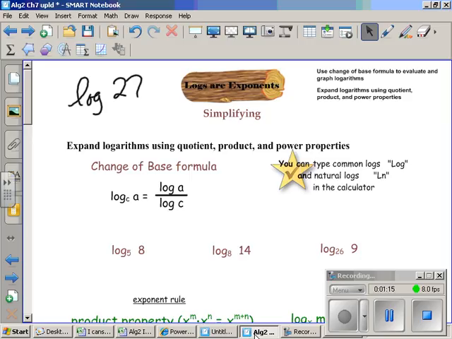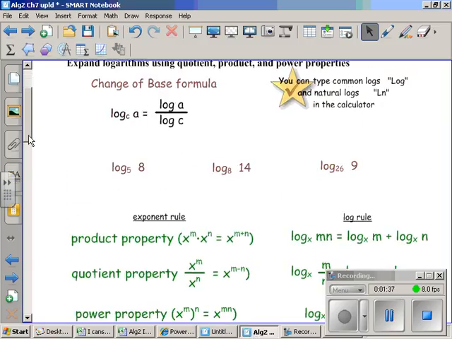Unfortunately, it can't calculate any other bases. But we have what we call the change of base formula, so that we can change all the other bases into base 10, and then we can plug in our calculator. So, for instance, if I'm going to do log base 5 of 8, okay?